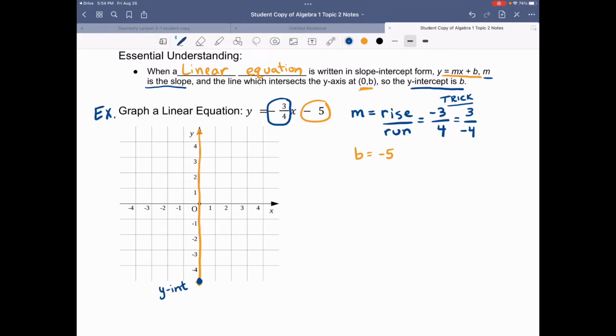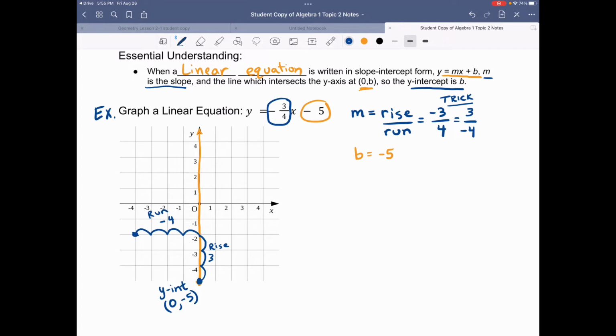So from that point, 0, -5, I'm going to rise 3, and I'm going to run -4. So rise +3 means we're going to go up. That's a rise of 3. And then our run is going to go backwards. It went to the left, -4. That's our run. And I'm going to put a little dot here.